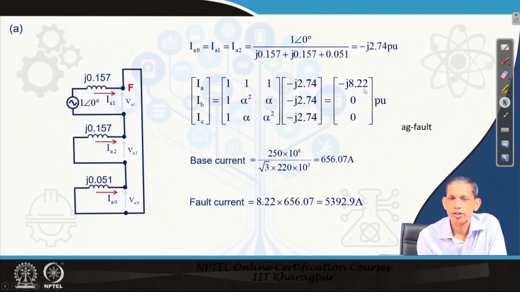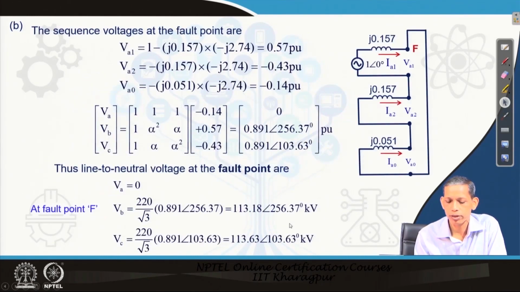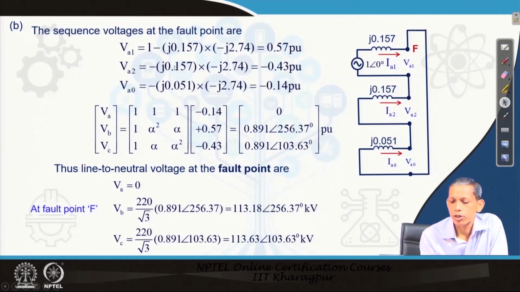So, only phase A current is there in the faulted path; phase B and phase C currents are 0. The base current is the base MVA divided by root 3 VL. This gives the base current as 56.07 ampere, and therefore the fault current, in terms of magnitude, becomes 8.22 times the base current, which is 5392.9 ampere.